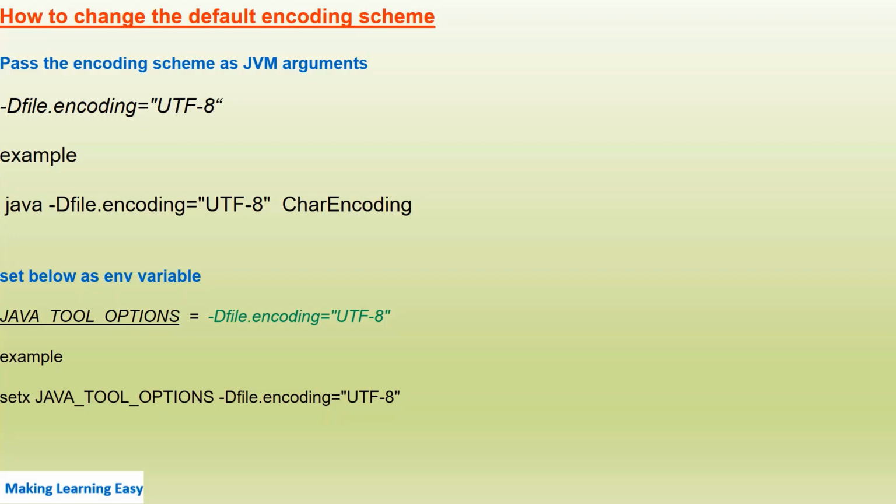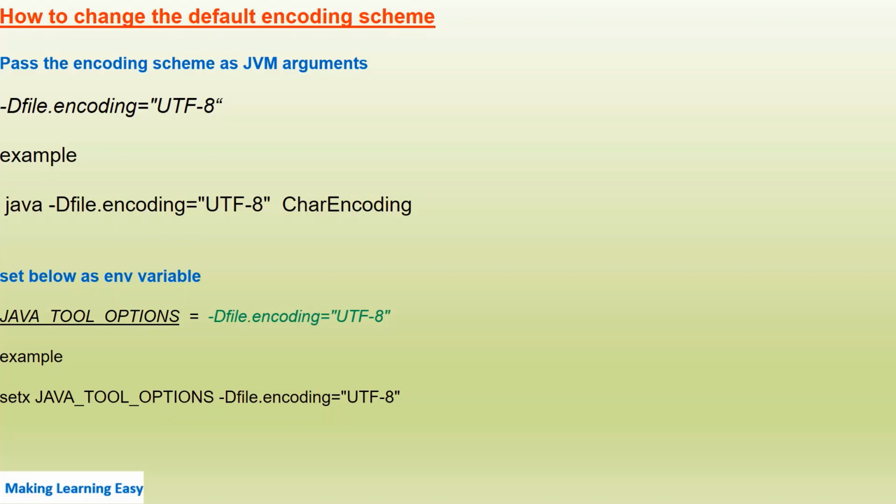There are two ways which we can use to set the default encoding scheme. First is passing the encoding scheme as a JVM argument. So we need to pass this particular JVM argument when we are starting the JVM. The argument would be -Dfile.encoding equal to the name of the encoding scheme. For example, suppose you are executing a particular Java file: java, then that property and value, then the name of the Java file. We will see that in the demo.